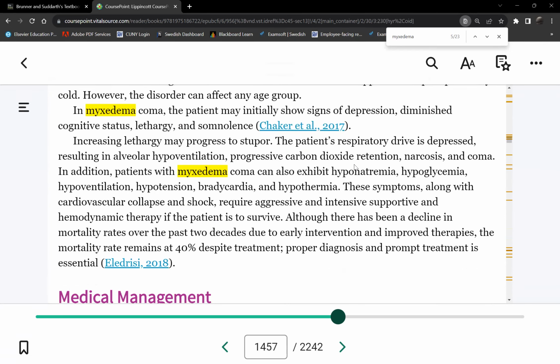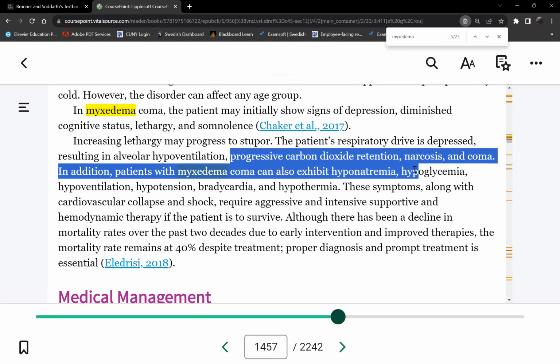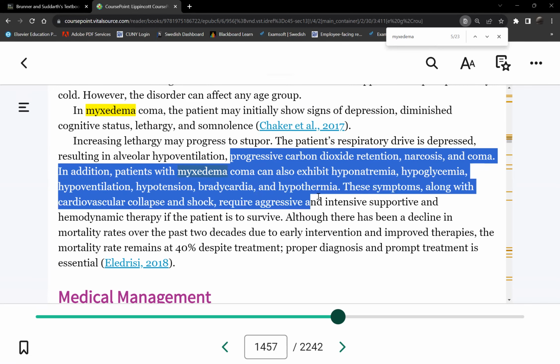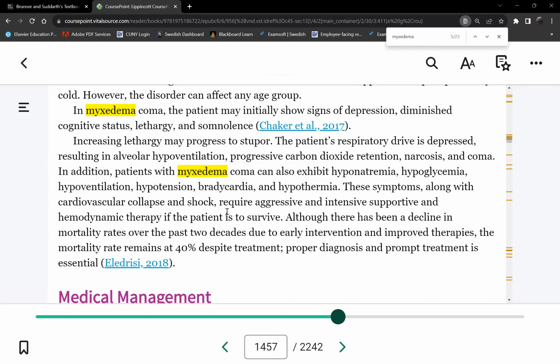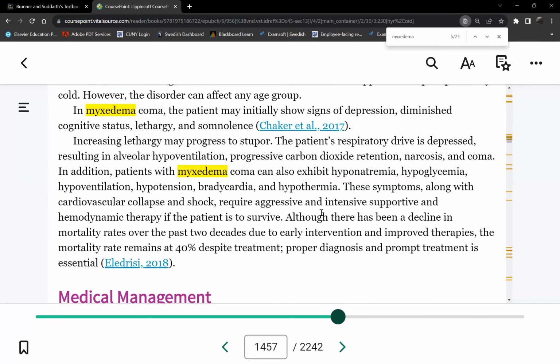And these are the other manifestations. Because there's respiratory depression, there'll be respiratory acidosis. The patient could also go into metabolic acidosis, narcosis, coma, hyponatremia, hypoglycemia, hypoventilation, hypotension, bradycardia, hypothermia. Is any one of these capable of killing the patient independently? Yes, each one can kill the patient. How much more if you combine all of these symptoms, right?